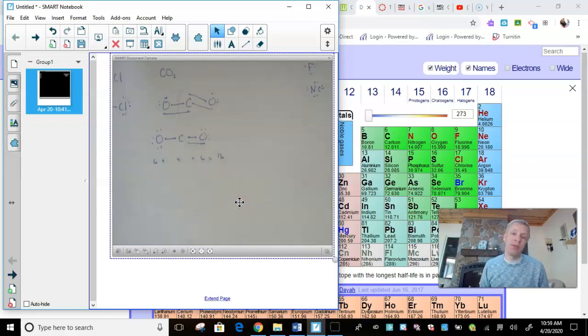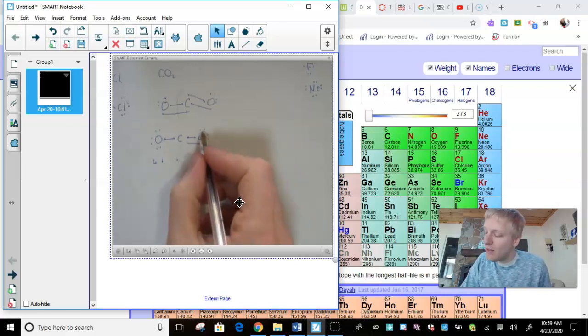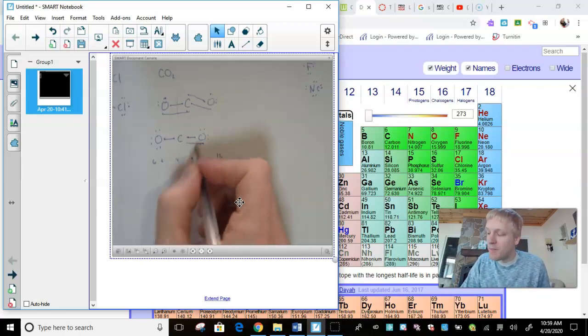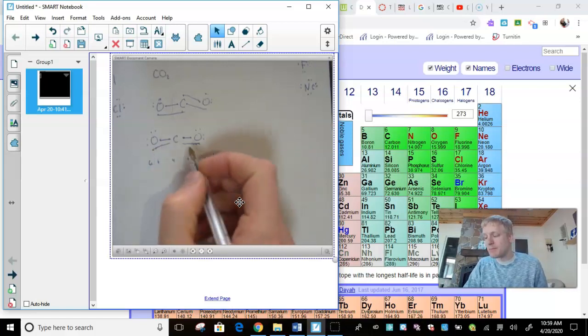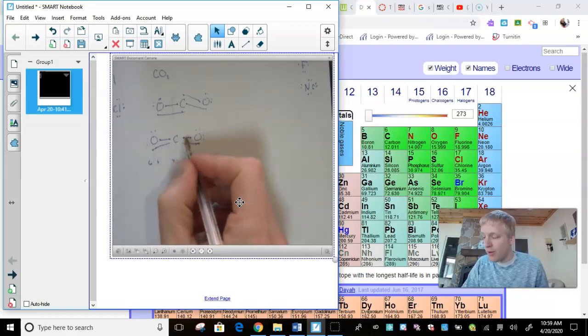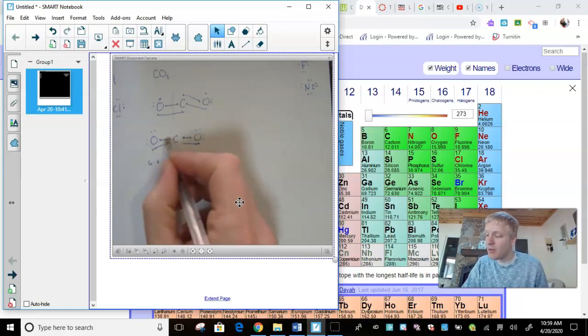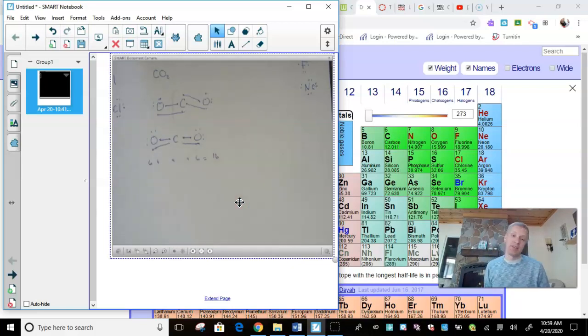And typically the rule of thumb is symmetry is lower energy. So instead of having a third bond here, what I'm going to do is take 2 from the other side to make it symmetrical. And I got 8 now on carbon, and 8 on oxygen.